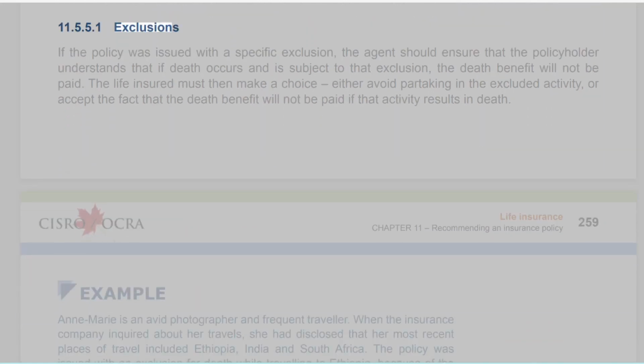11.5.5.1 Exclusions. If the policy was issued with a specific exclusion, the agent should ensure that the policyholder understands that if death occurs and is subject to that exclusion, the death benefit will not be paid. The life insured must then make a choice: either avoid partaking in the excluded activity, or accept the fact that the death benefit will not be paid if that activity results in death.